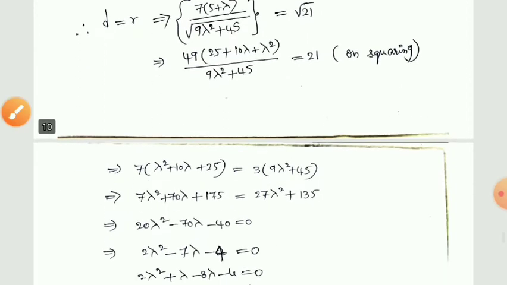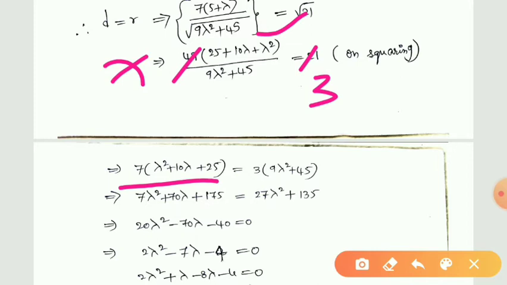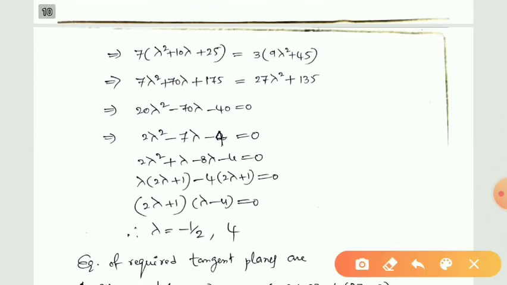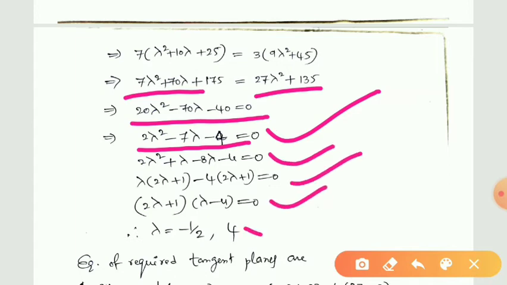On simplification, 7 3s are 21 and 7 7s are 49. Therefore 7 into lambda square plus 10 lambda plus 25 plus 3 into 9 lambda square plus 45. On multiplication on both sides, shifting to one side and simplifying, we will get like this. This is a quadratic equation. On solving this quadratic equation, finally you will get two values of lambda: one is minus 1 by 2 and another one is 4.